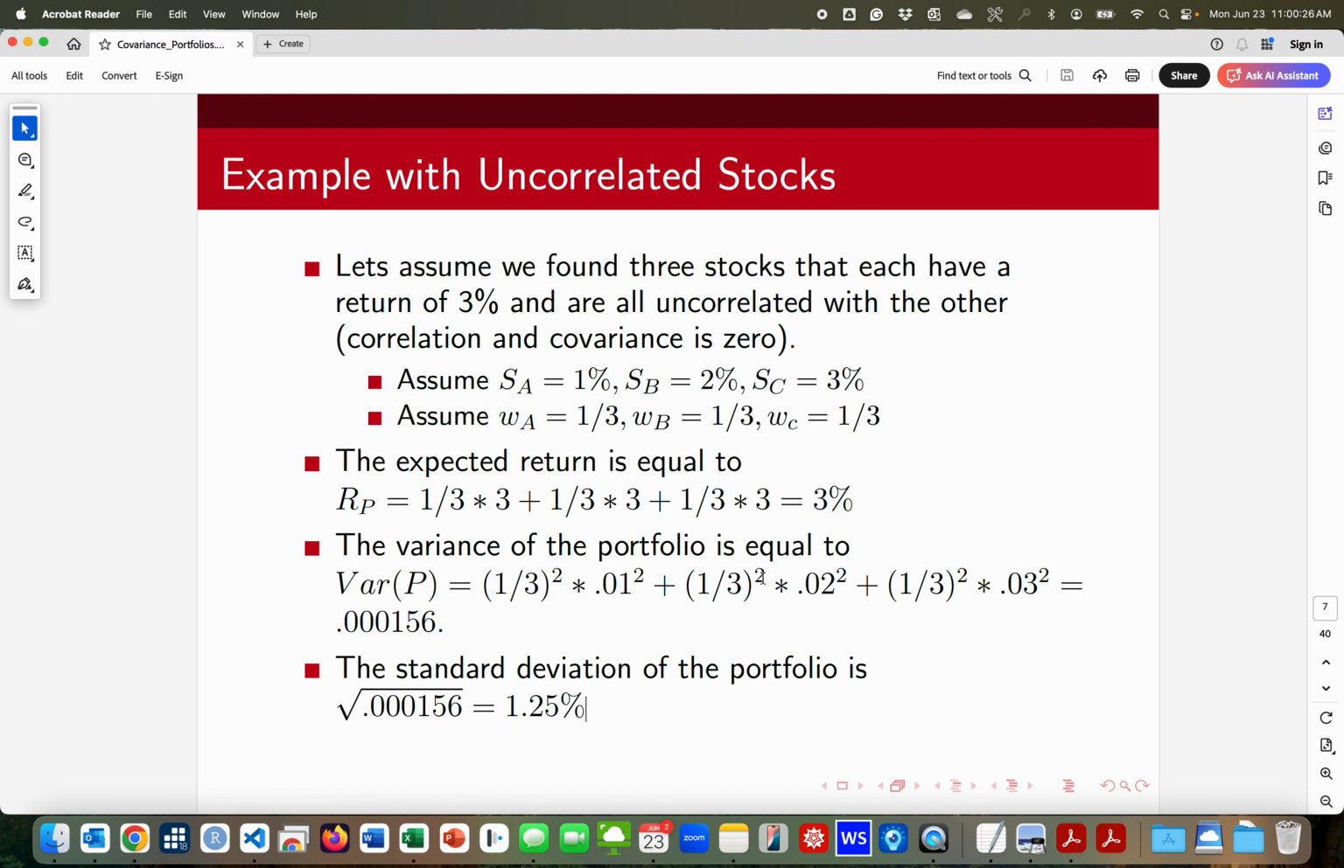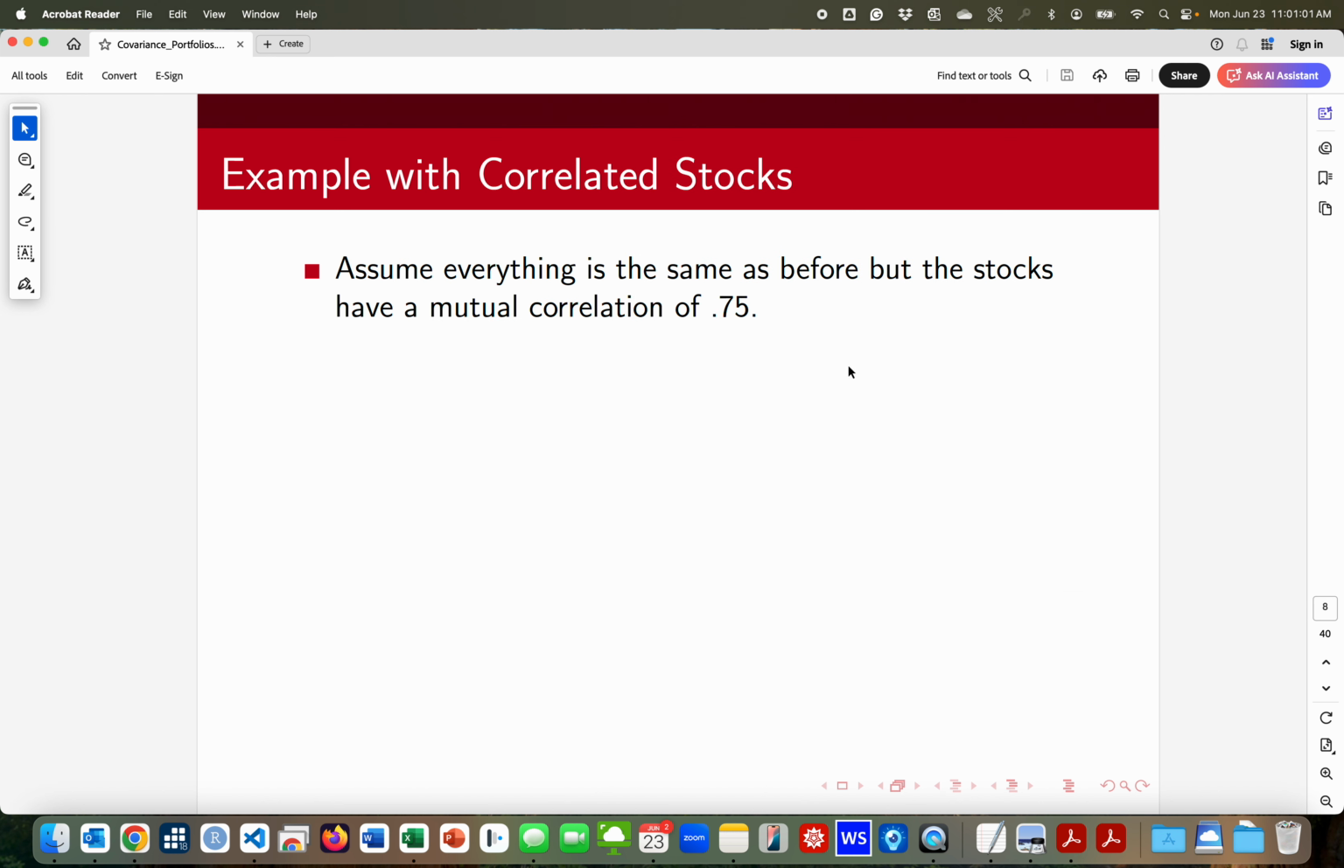So notice the standard deviation of that portfolio is 1.25%, which is somewhere down here between stock A and stock B. Okay. So we're getting a standard deviation for the portfolio that's less than the average standard deviation of the stocks within the portfolio. Because we see that this is 1%, this is 2%, this is 3%. But even though we're equally weighting those, we get a standard deviation that's closer down here to stock A. Let's do it again with correlated stocks. So everything's the same as before, but now we're going to assume a mutual correlation of 0.75.